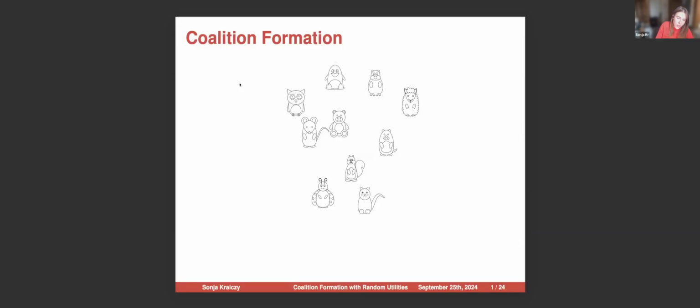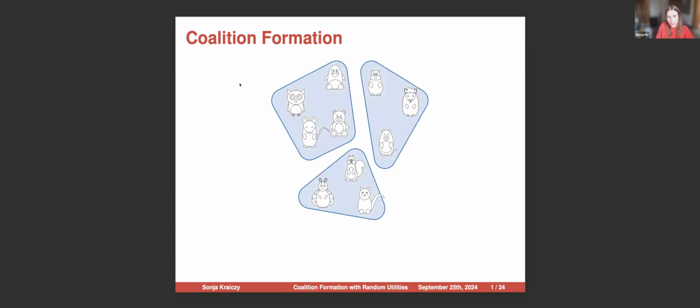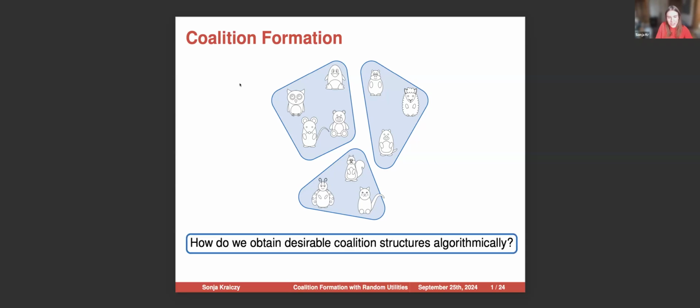We're in a cooperative game theory setting, and we have agents which we want to partition into coalitions. So we don't just care about any old sets. It's cooperative game theory, so we care about some desirable stability properties of these coalition structures. And because we're computer scientists, we also care about algorithms to achieve them efficiently, right? So the questions are all kind of, how do we obtain desirable coalition structures algorithmically?